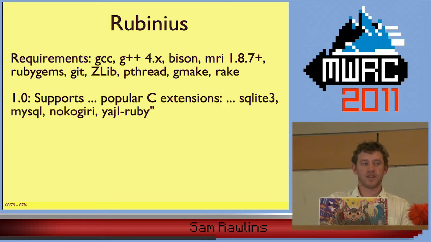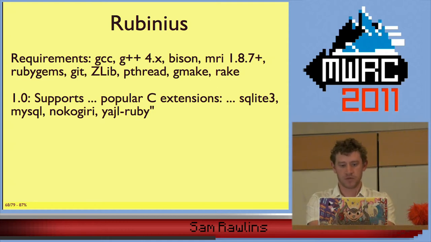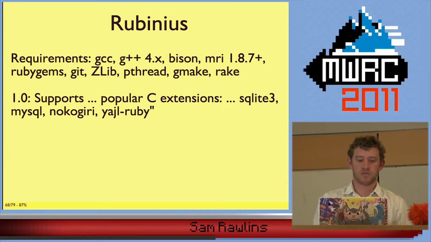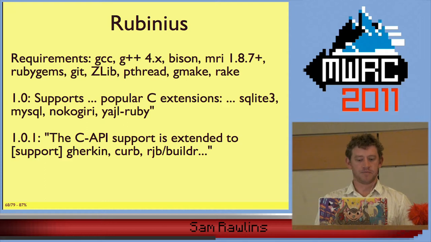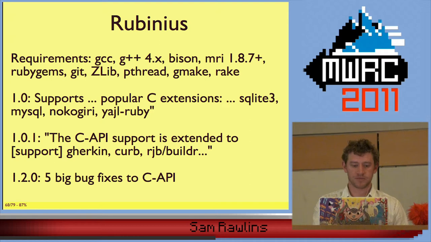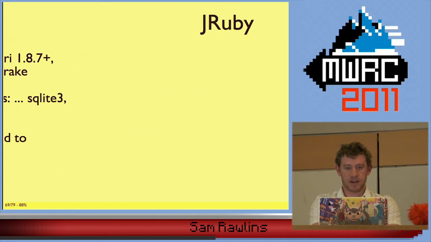In 1.0, they wrote that they support popular C extensions. This is awesome. They kind of jumped on the bandwagon and decided to put a lot of work into this and support C extensions. So they tested with popular ones, SQLite 3, MySQL, Nokogiri, that one. And in 1.0.1, they fixed a lot. There were like 18 bug fixes in the C API. So now they support Gherkin, Curb, RGB Builder. And in 1.2.0, there were 5 more bug fixes in the C API.